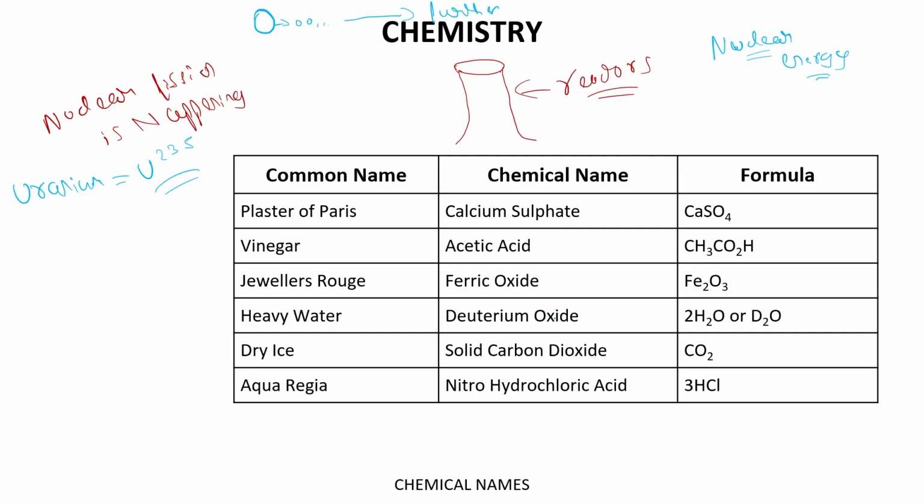All right, but what happens when this entire process is going on? These reactors get heated up. So to cool them down, we generally use what? Heavy water. Then we use heavy water to cool down the moderator.